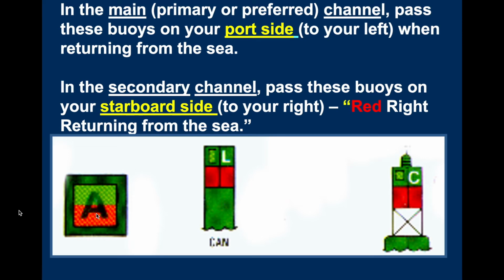Here's a dayboard junction, a can junction, and a lit buoy junction. So I'm going to take this down my port side, preferred channel. If I'm going down the secondary channel, then I'm going to use these like they're red. So I'm going to take this down my starboard side, I'm going to take this one down my starboard side, and this one down my starboard side.